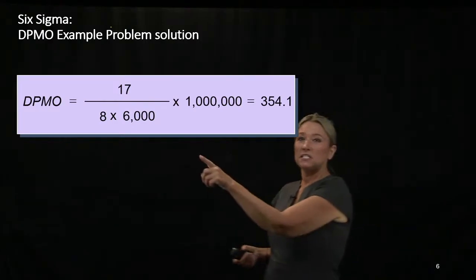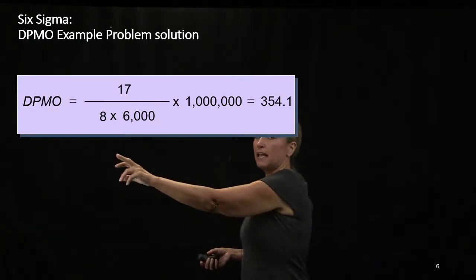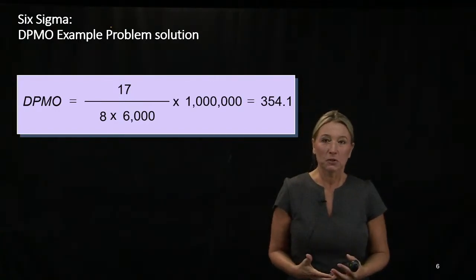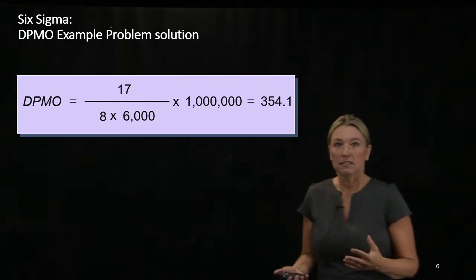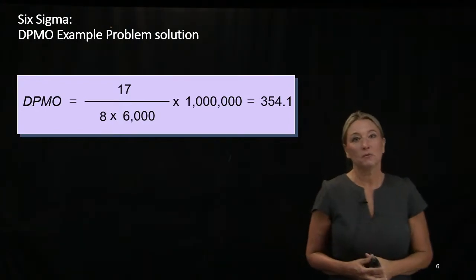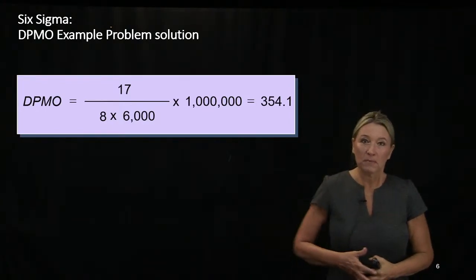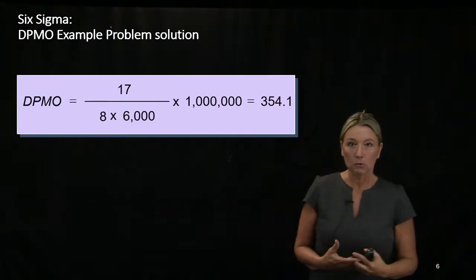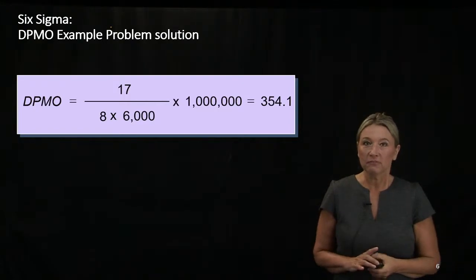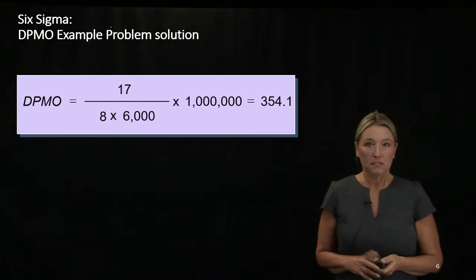So you've got the 17 defects divided by 8 steps in the process and 6,000 light bulbs made during the shift where the 17 defects were observed. You take that times 1,000,000, and that comes out to 354.1. So that means out of every 1,000,000 light bulbs this facility produces, about 354 of them could be expected to be defective.